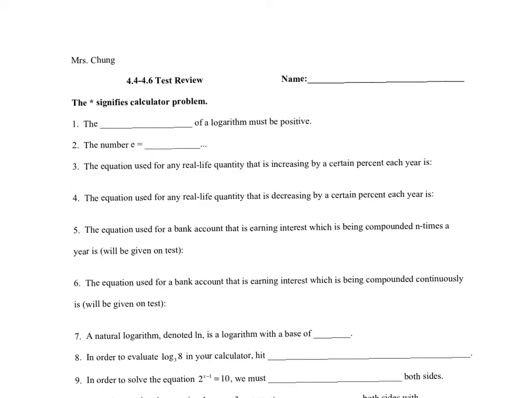Okay, so in this video I'm going over certain questions from the review worksheet to help you prepare for the test. Number 5, right? The equation used for a bank account that is earning interest, which is being compounded n times a year. So this formula will be given to you. A equals P times (1 plus r over n) to the nt. Again, the key word is if you see the word compounding interest. Okay, so it'll be provided to you.